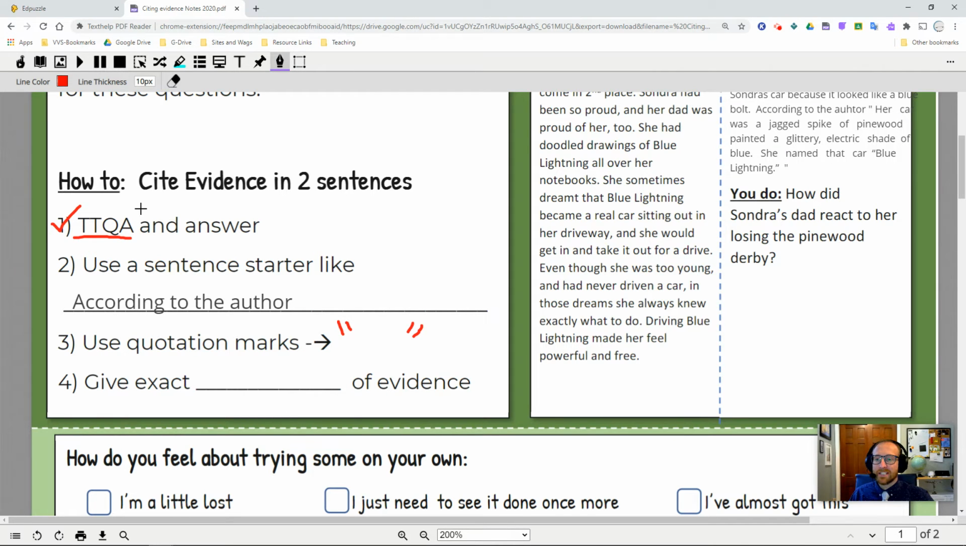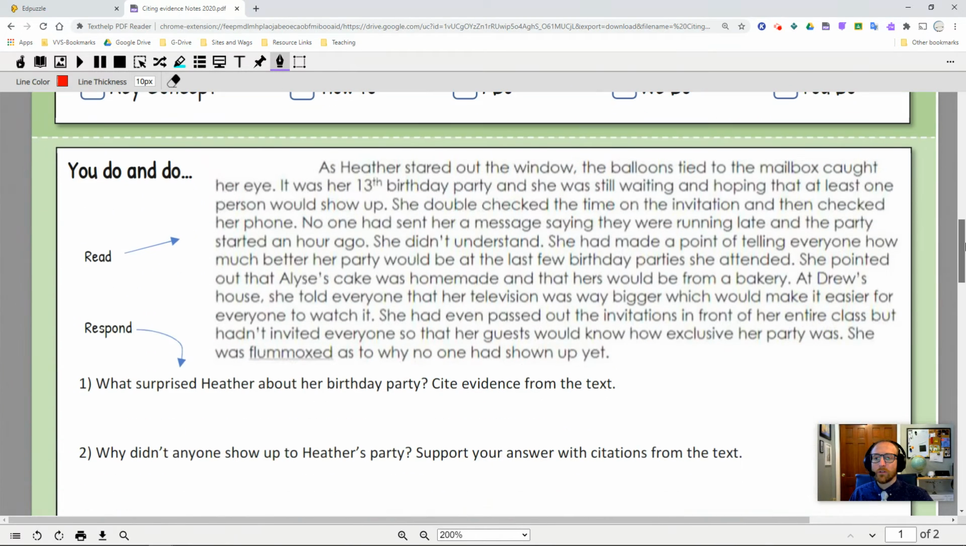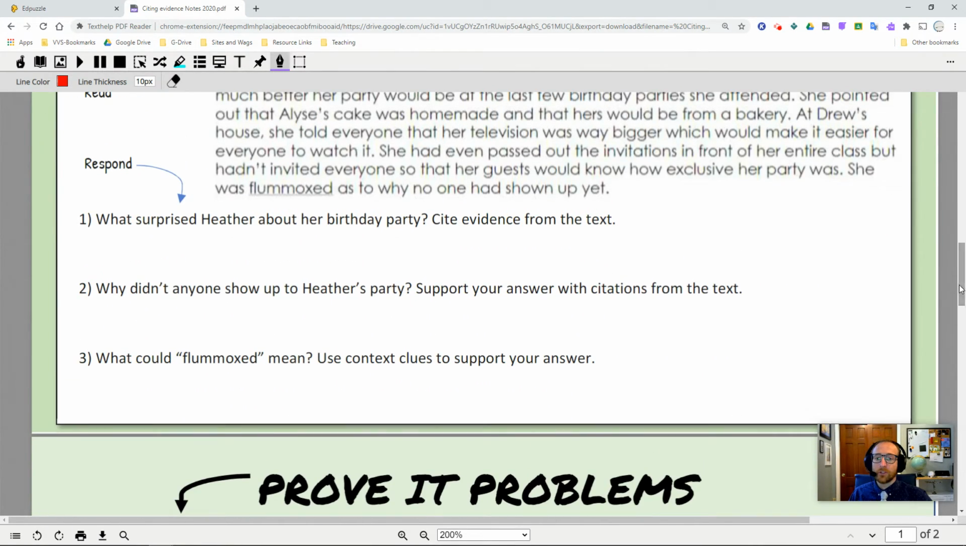So your first sentence is a TTQA. Your second sentence starts with according to the author. Then you do quotation marks, and then you give an exact copy of your evidence. Okay? So I'm going to read with you this short little story here, and then the video is going to pause to give you an opportunity to go through and answer these questions.